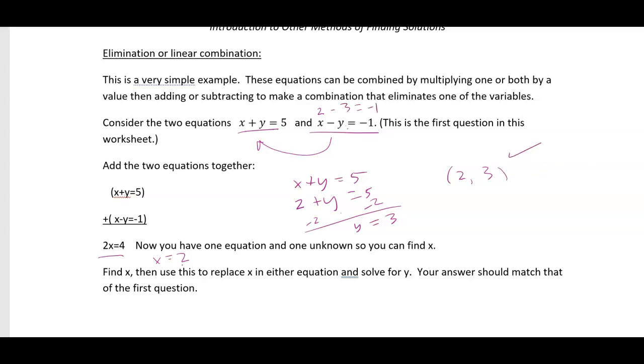So I see that I have a plus y and a minus y. I add them up. You can also subtract. You can multiply one equation by a number and then add it to the other, or multiply both equations by different numbers and add them together to eliminate one of the variables. When you go into the more detailed lessons on elimination or linear combination, you will see all of that done.